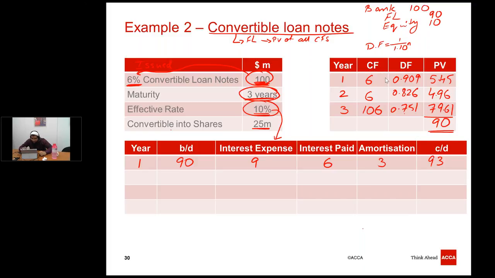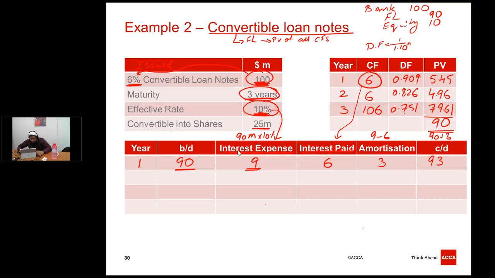Okay, Simran is asking what's that 9, 6 and 3. Simran, 90 million was the loan, and using the 10% effective rate, 90 million into 10% is 9. This is the interest expense. Interest paid is 6 that we had calculated in the cash flows. And the difference, 9 minus 6 is 3, which we have paid less. So now we have to pay the 90 plus the less amount of interest of 3. So that would become 93.